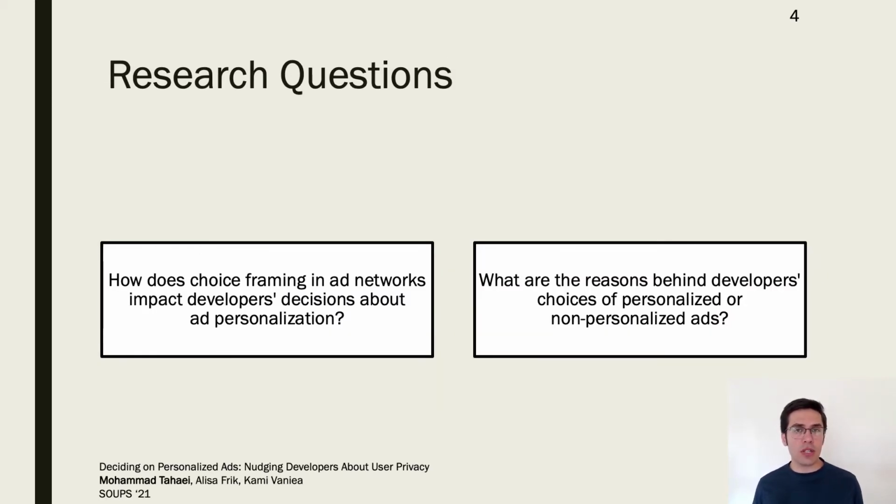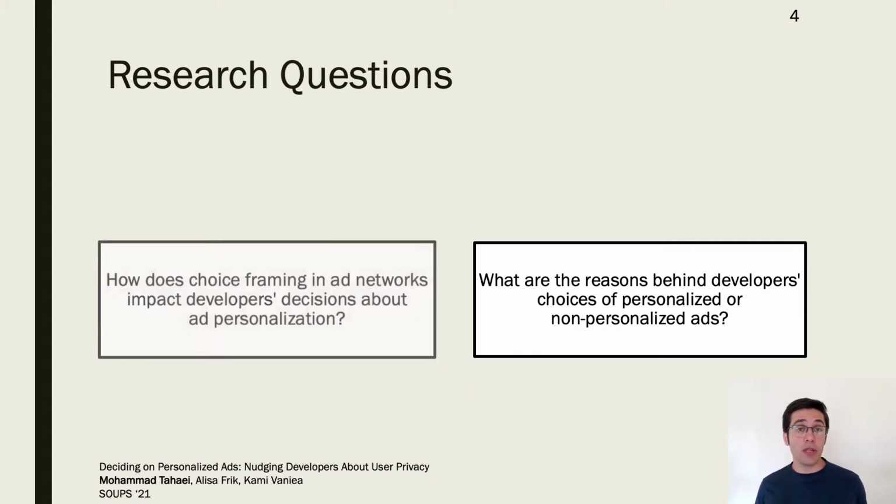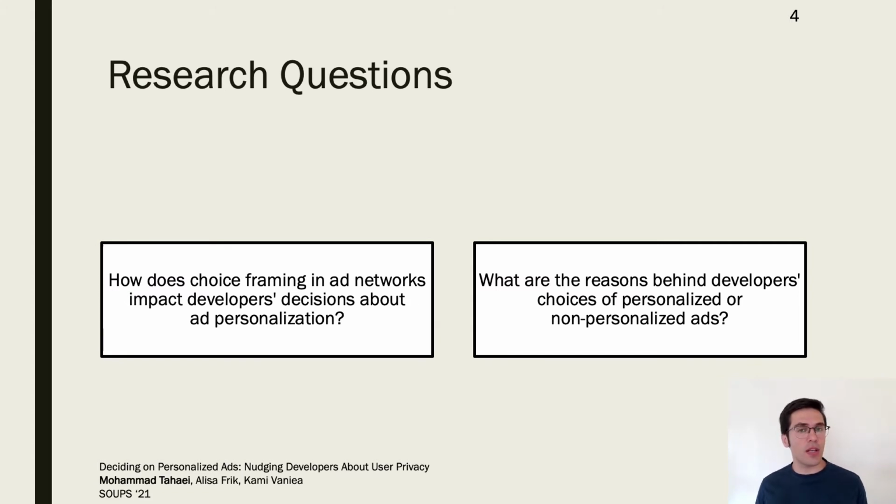In the first research question, which takes a quantitative approach, we asked, how does choice framing in ad networks impact developers' decisions about ad personalization? And in the second question, which takes a qualitative approach, we asked, what are the reasons behind developers' choices of personalized or non-personalized ads? I'm going to focus on the first question in this presentation.